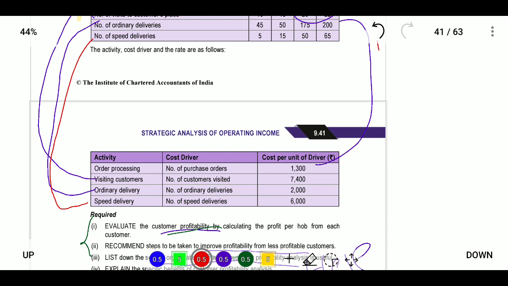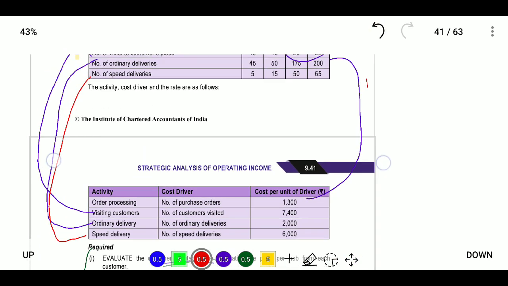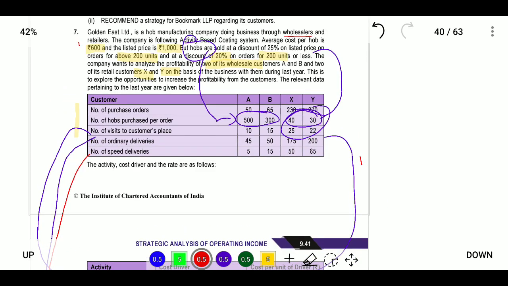So net proceeds minus cost of sales, 600 rupees cost of sales. Cost per hubs, we have cost per hubs. How will we get the cost per hubs? That is the number of purchase orders, that is 550. If you multiply these two, we will get the total hubs to be sold.